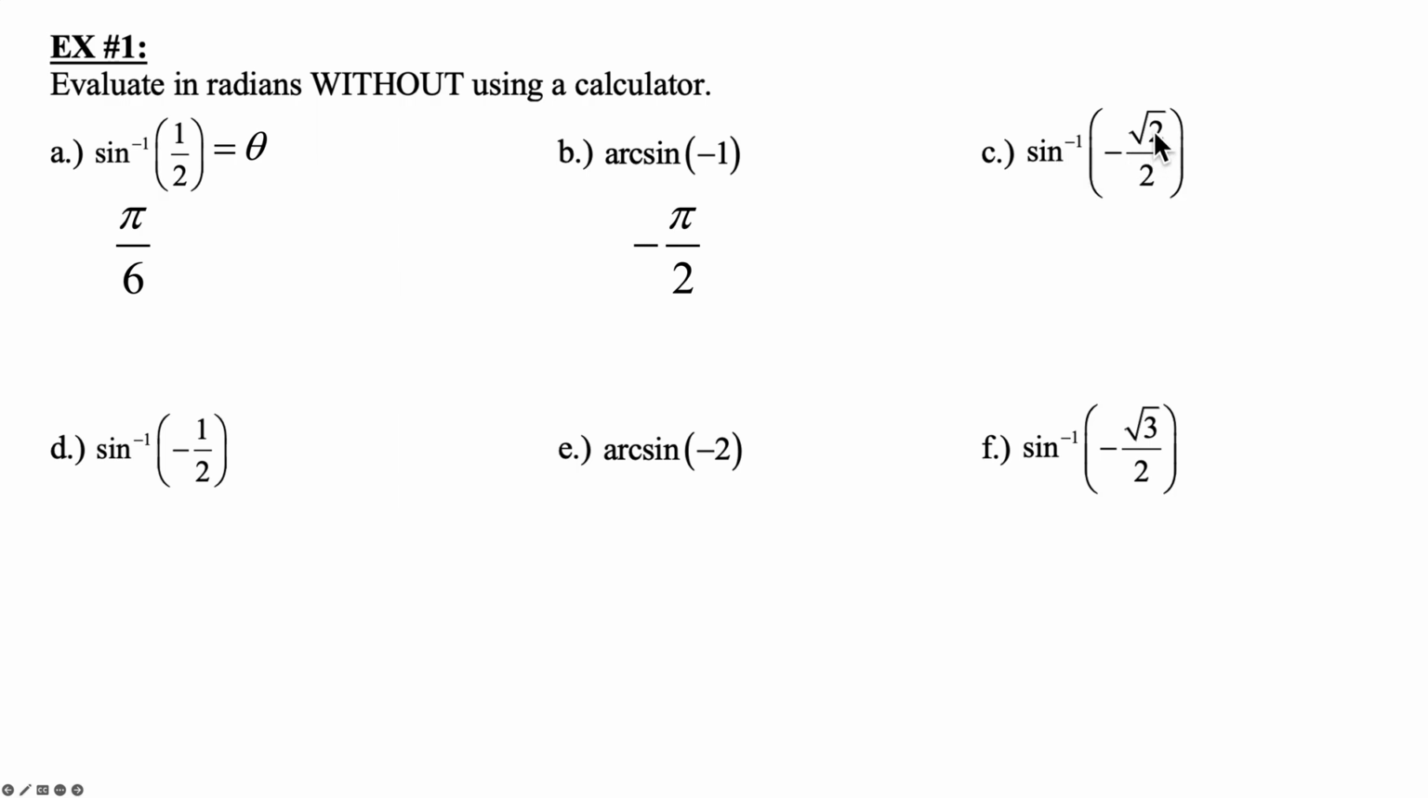Inverse sine of negative square root of 2 over 2, immediately think of a 45-degree angle. That's pi over 4. But again, because it's a negative argument, we're going into quadrant 4 as negative pi over 4. Inverse sine of -1/2. That's pi over 6, just going in a negative direction. Arc sine or inverse sine of -2. Wait a minute. We went from -1 to 1. This is not within our range, so therefore this does not exist. Negative square root of 3 over 2, that's going to be my 60-degree angle. That's pi over 3 in radians, but since it's negative, we're going into quadrant 4 as negative pi over 3.